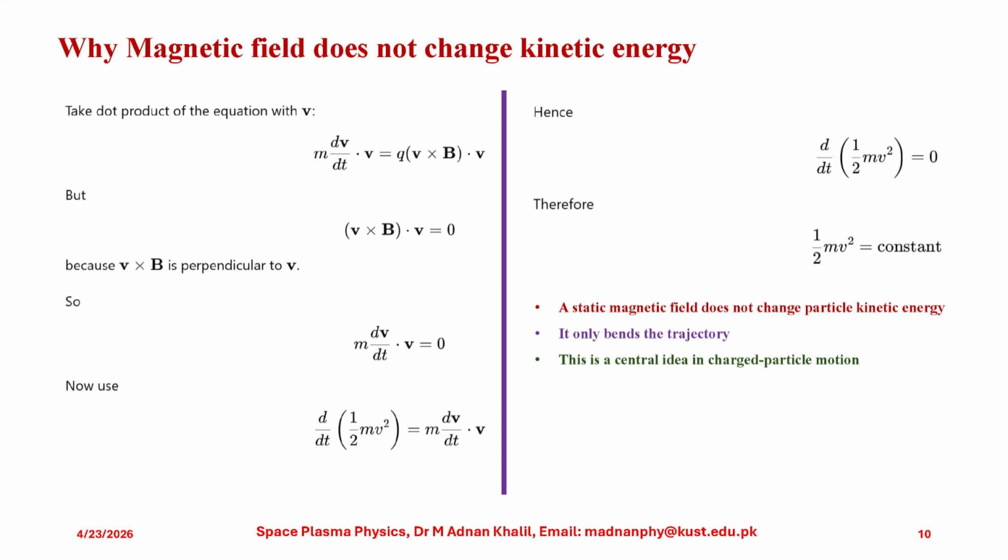The conclusion on the right side of the slide states the physics clearly. A static magnetic field does not change particle kinetic energy. It only bends the trajectory. This is one of the most important ideas in charged particle motion.